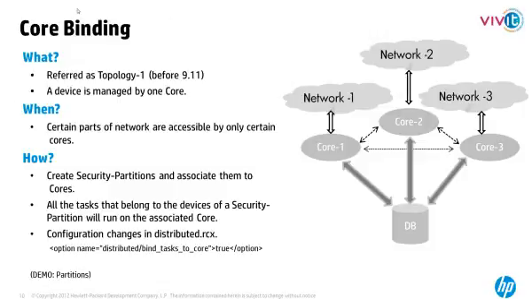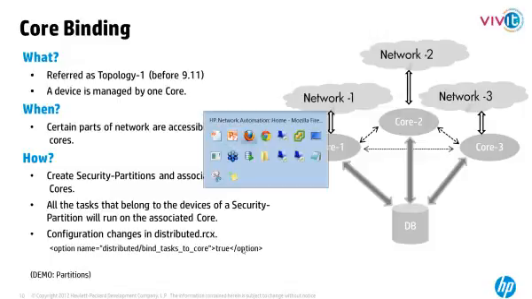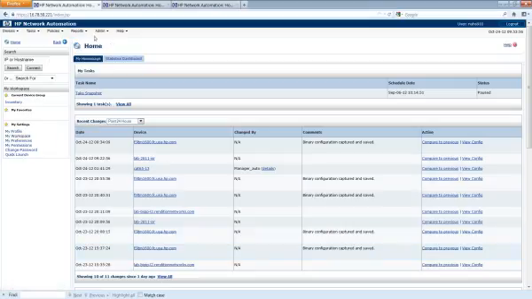And the configuration change is really just one. In the distributed.rcx, there is an option called bind task to core. It has to be true. Basically, you are binding tasks to a particular core, and the way you are doing that is using security partitions. Now let's switch quickly to the NA console and see what it means.